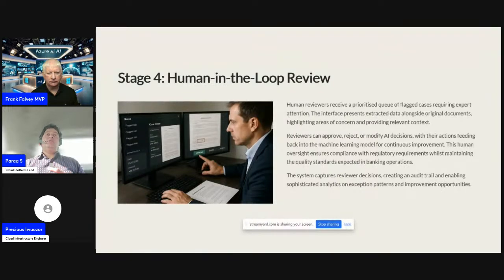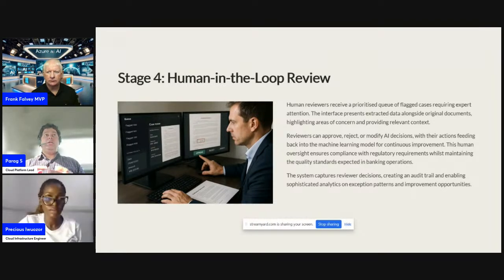Here, the task for the human is made easier because instead of going through all the documents that are coming in, human reviewers receive a prioritized queue with the flagged cases requiring expert attention. The interface presents extracted data alongside original documents, highlighting the areas of concern and providing relevant context. Reviewers can approve, reject, or even modify the AI decisions once they go through that highlighted section or other relevant documents. And with their action, that moves the application forward for further processing.